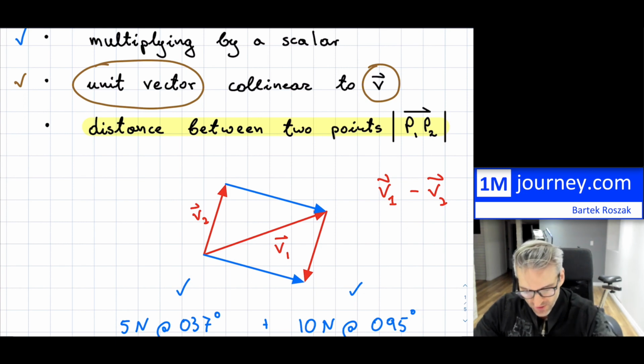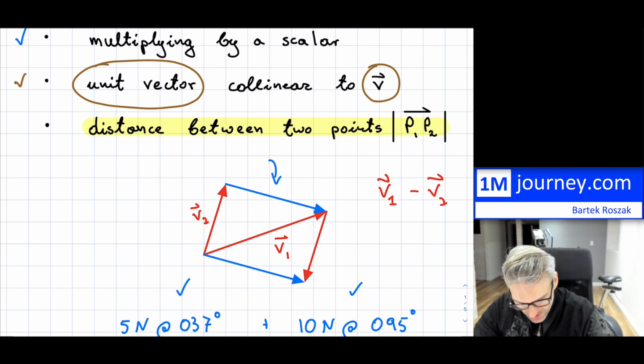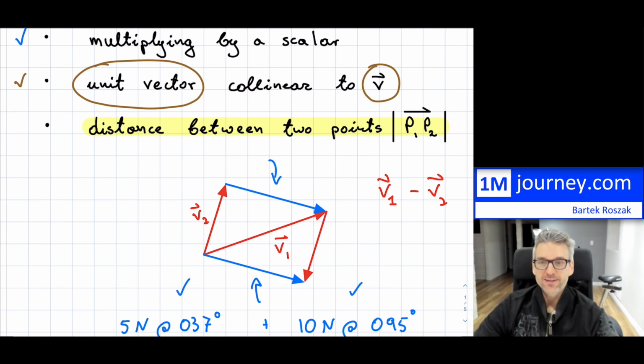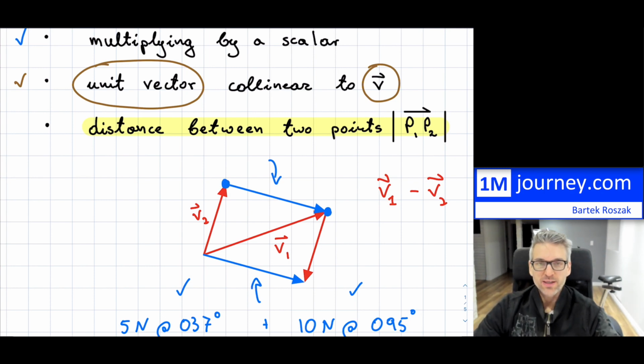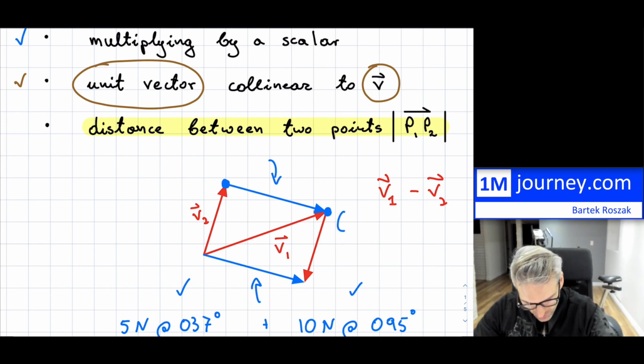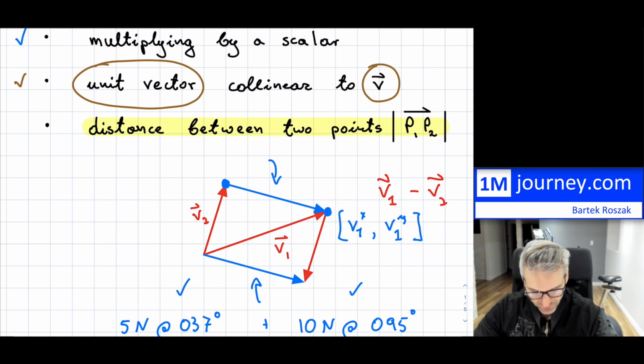Now, if you wanted to find what the magnitude of this is, well, in Cartesian form, this right here and this right here would have been points. So along here, for example, v1, I'm going to write v1, its x component, and v1, its y component. Now if I write it as a vector, I'm going to use square brackets in here.